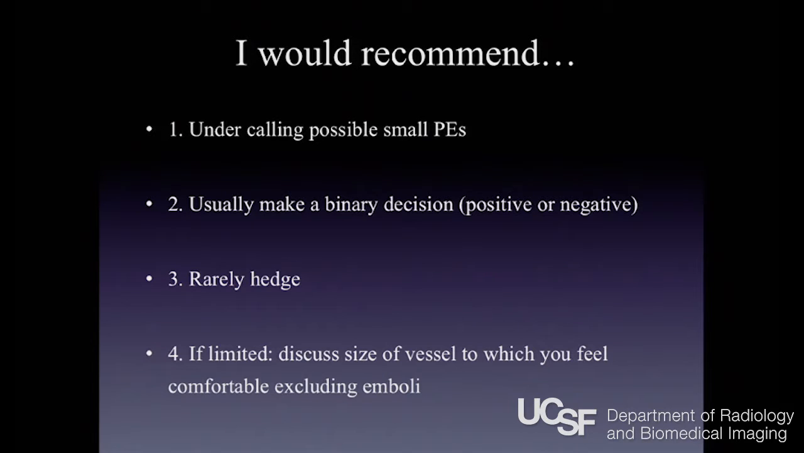And if it's a tough case, a lot of respiratory motion, bad bolus, I'll say I feel comfortable to the segmental level or the subsegmental level. You give a sense of it, because sometimes they're mainly just worried about a big PE. And it's okay that the central and lobar vessels don't have any PEs in them. They're not clinically suspecting a small distal PE.